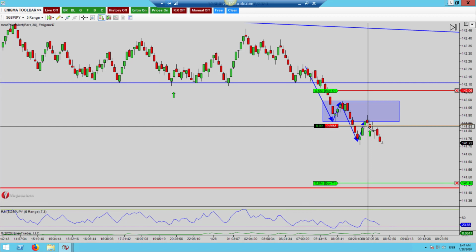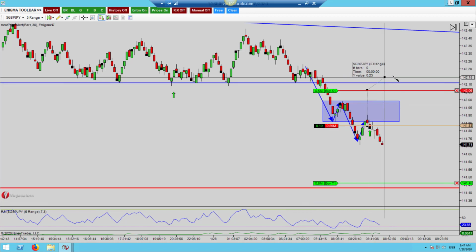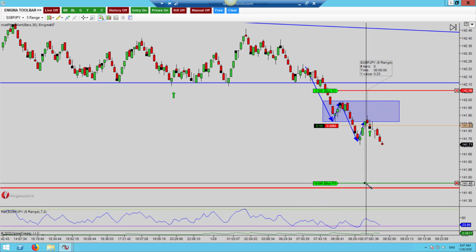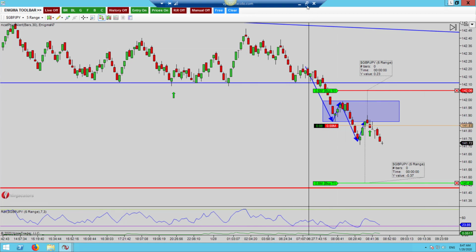So we're looking at, in terms of risk, to confirm 23 pips for 37, so just over a 1 to 1.5 now.